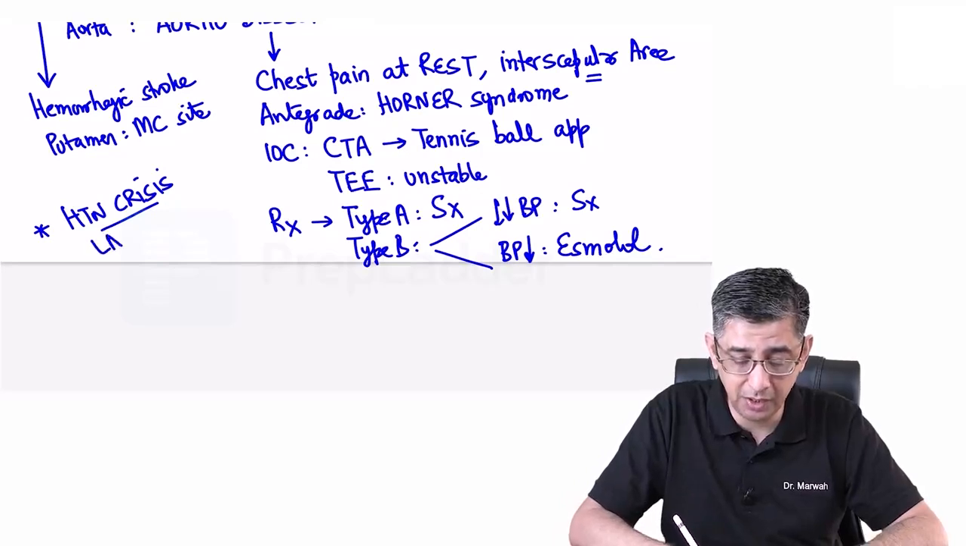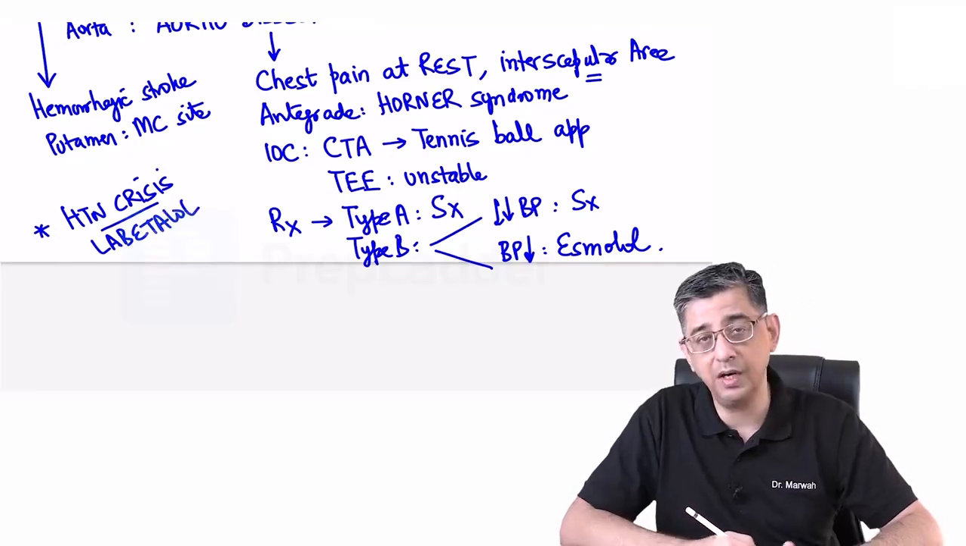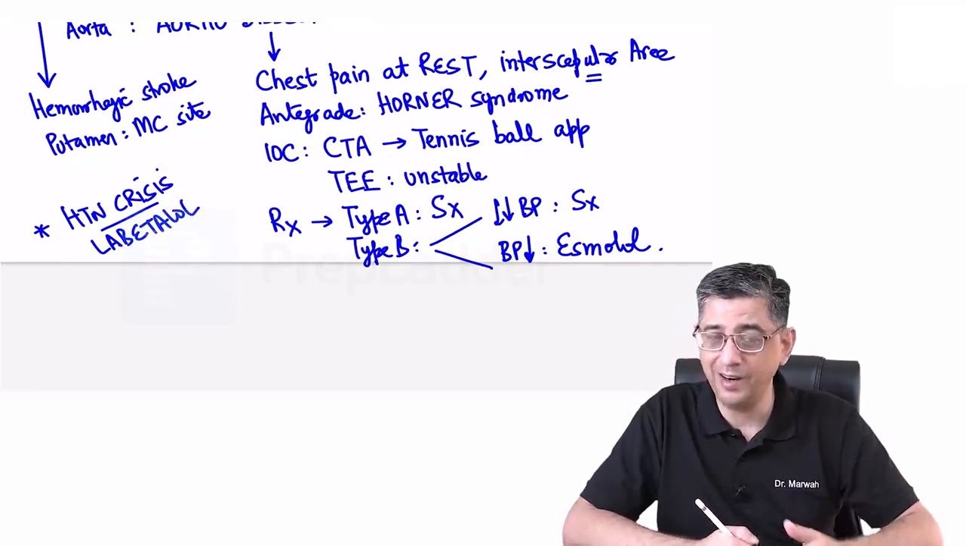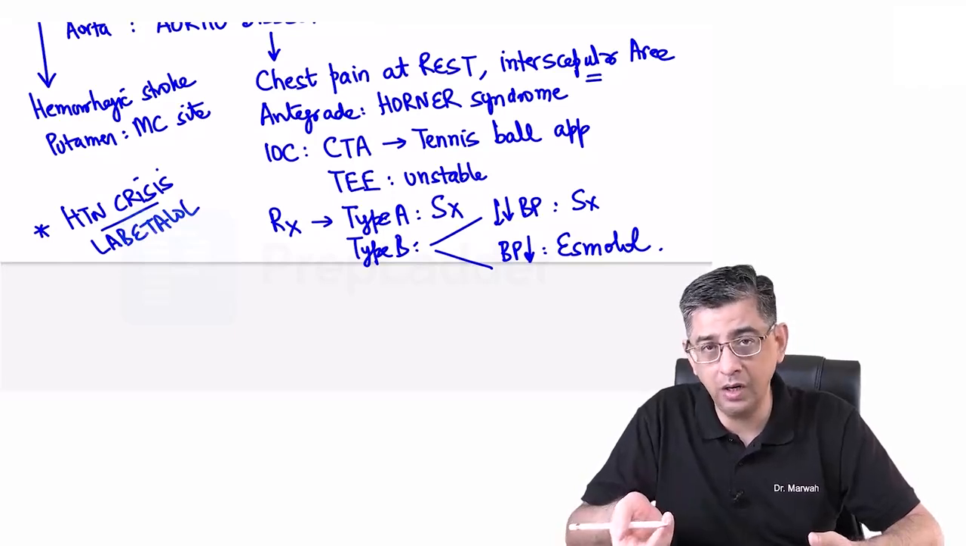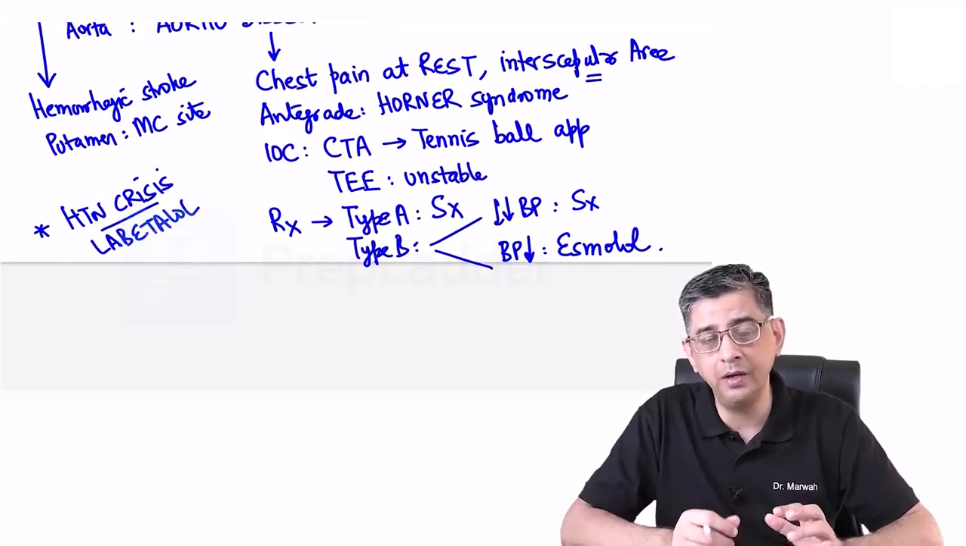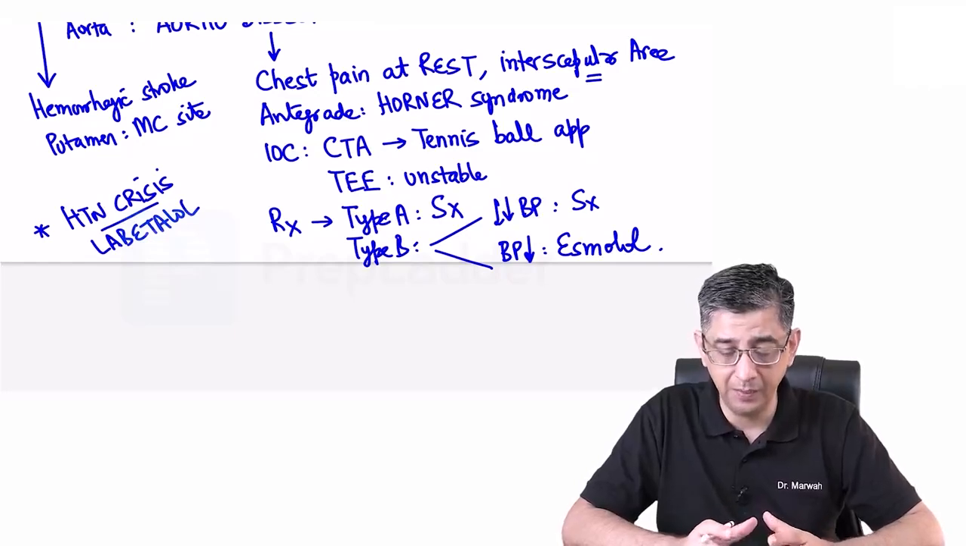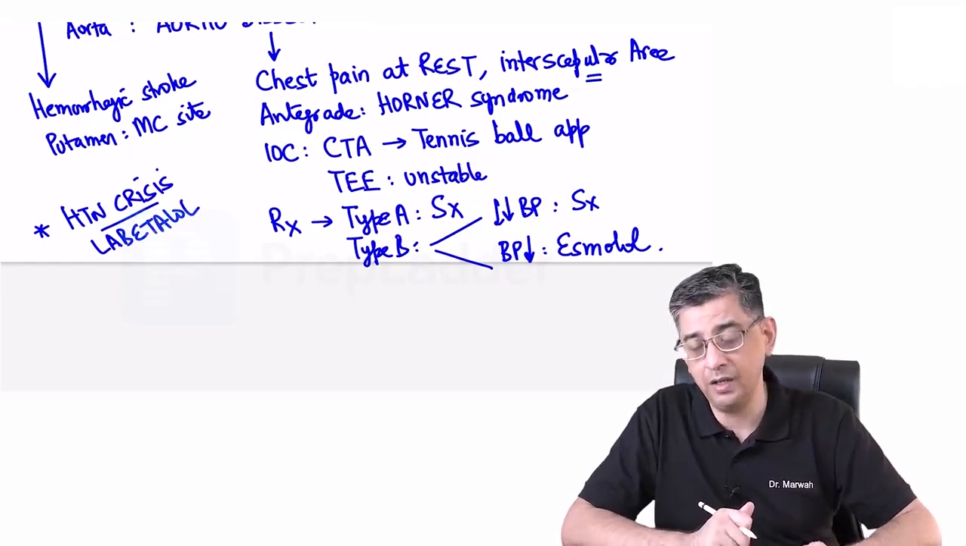In these circumstances, I will have to use an alpha blocker in these patients. In fact, when I give labetalol, the advantage is it will not only control the heart rate, but it can also help me in neutralizing the peripheral resistance that has increased dramatically in these patients.